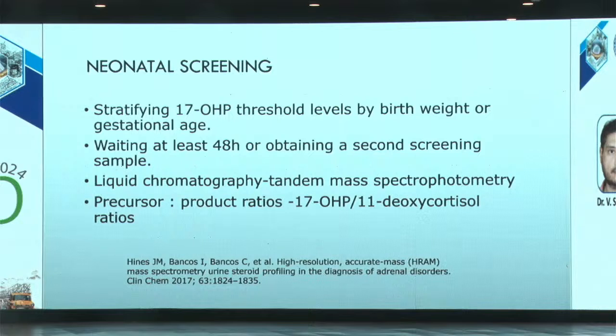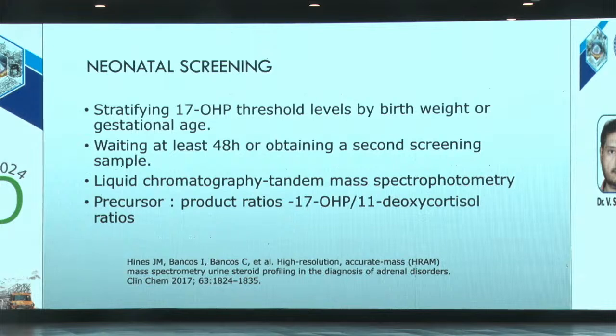the lesser is your 17 OHP cutoffs. The more is the gestational age, the lesser will be your 17 OHP cutoffs. If you are born premature or if you are born with slightly lower birth weight, you have slightly higher cutoffs for 17 OHP. Most of the time, it is best if you obtain a 17 OHP sample after at least 48 hours once the initial stress of childbirth has come down. Or if you have an immediate screening sample, because some labs do a cord 17 OHP, which is actually not the correct procedure, do a repeat sample after 48 hours.